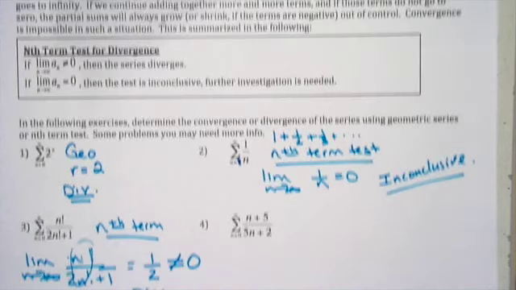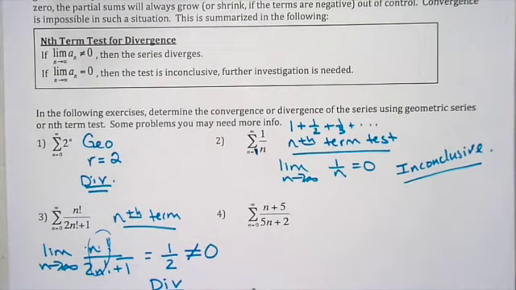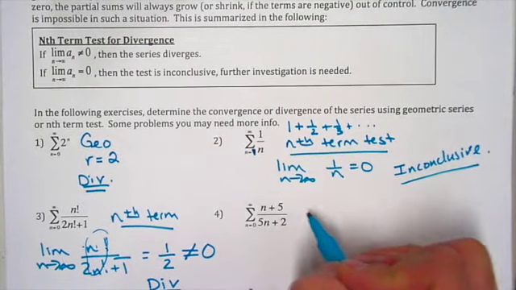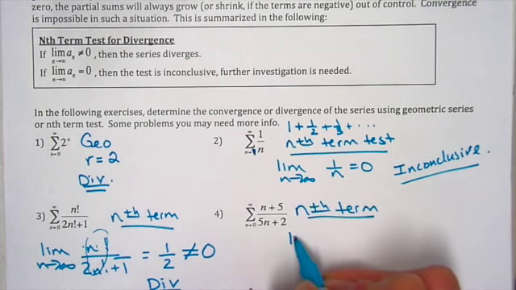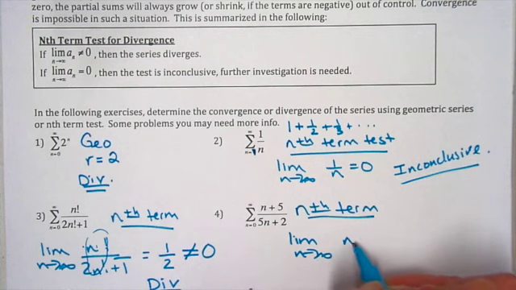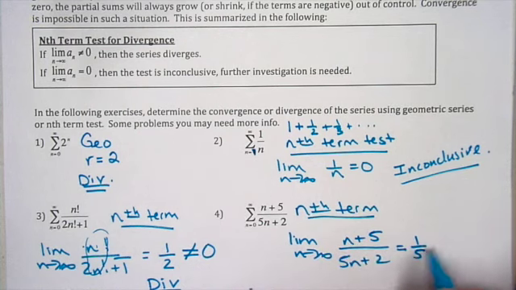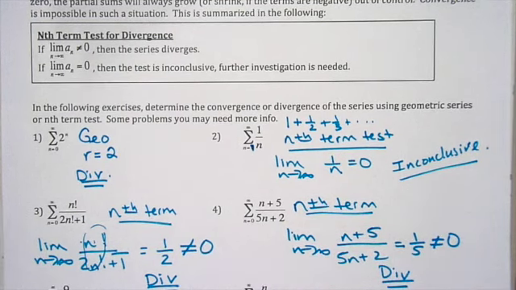Try the next 5, pause the video, and then come back and check your answers. Okay, number 4, I'm going to use the nth term test here as well. If I take the limit of this, the limit is 1/5, which is not 0, so I can say for sure that it's going to diverge.